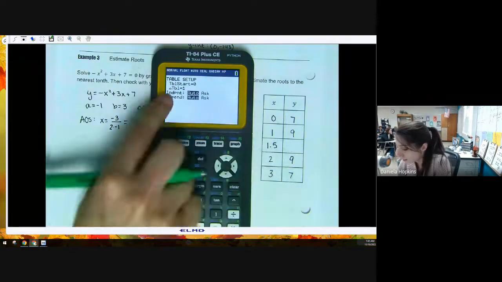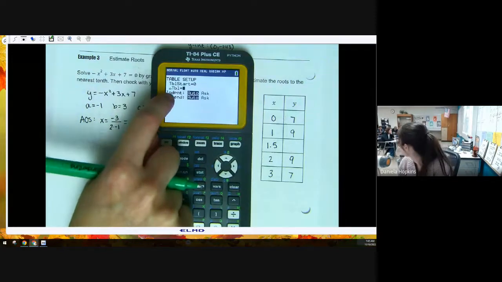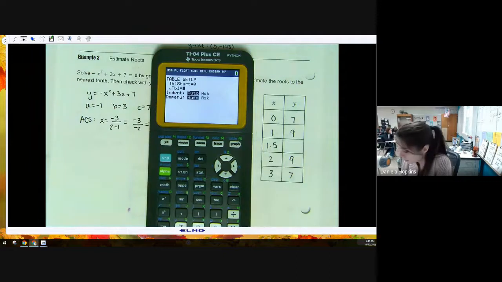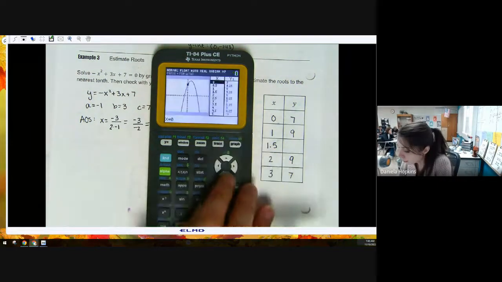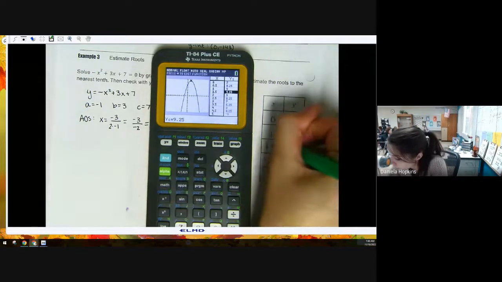And then this delta table or triangle TBL, you guys remember, what does that triangle stand for? Change in. It's what you're counting by. So if I need to get to a 0.5, just change it to 0.5. Hit second table. And now I can see that my value at 1.5 was 9.25.